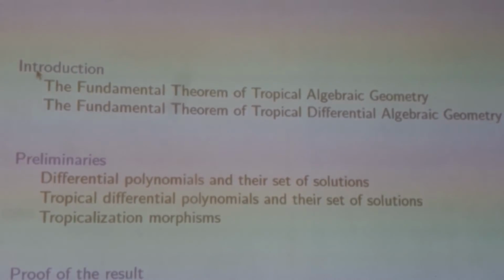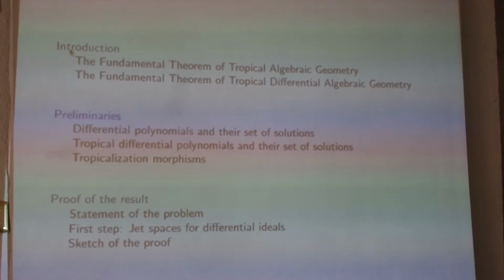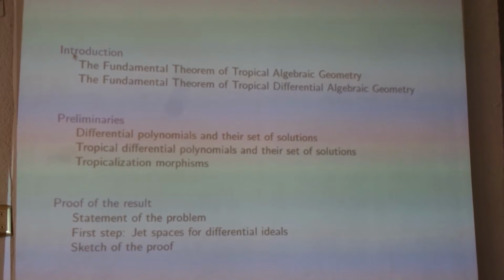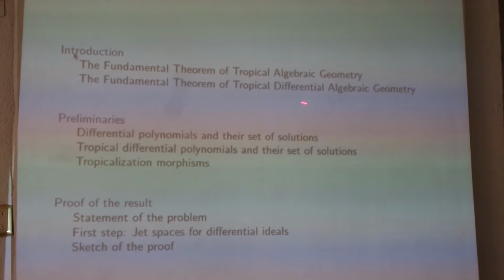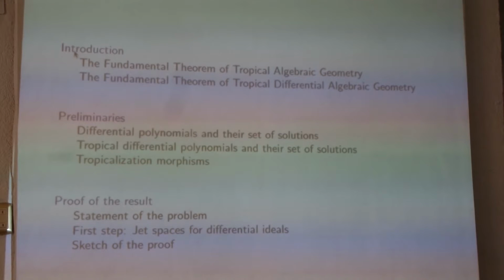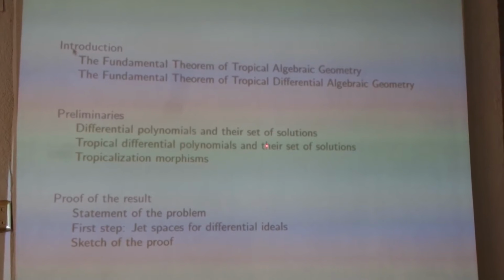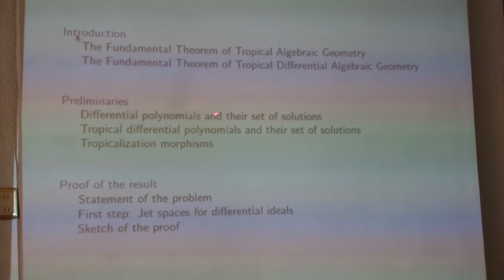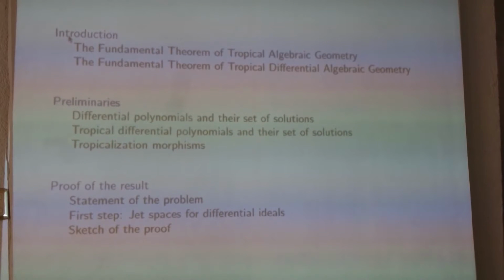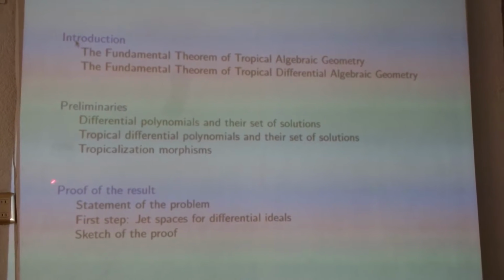So the plan of the talk is mainly distributed among 3 parts. The first part is the introduction. I will talk about what is known by some people as the fundamental theorem of tropical algebraic geometry. Then I will introduce the differential aspect of this statement. Right after that, I will talk about some preliminaries about differential polynomials and their set of solutions. Then tropical differential polynomials and also their sets of solutions. And then I will discuss 2 tropicalization morphisms. And to finish, the third section, I will talk about the proof of this result.